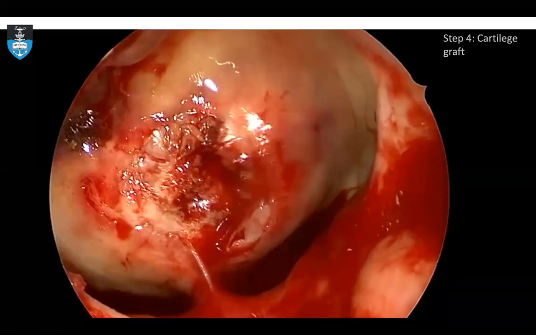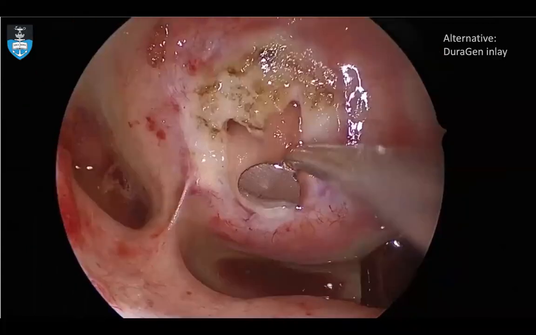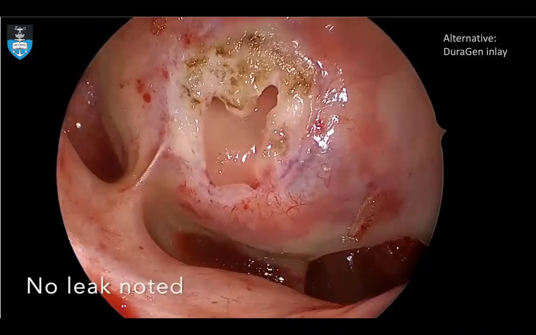So again, a multi-layered closure. And then we can add some Duraseal. And that seems to have held.